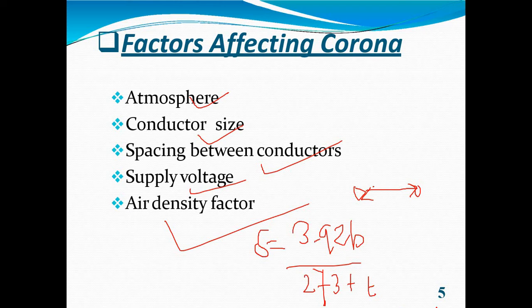Here, T is the temperature and B is the barometric pressure of the air, and 3.92 is a coefficient. So rho is the air density factor for the air surrounding the conductor. Breakdown voltage is directly proportional to the air density factor, so air density factor is also a main consideration among the factors affecting corona.